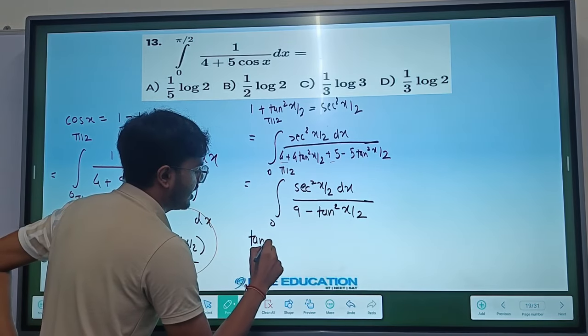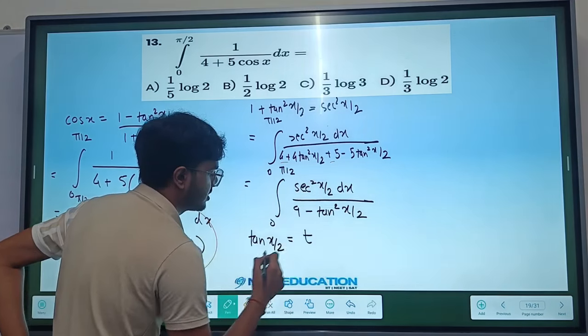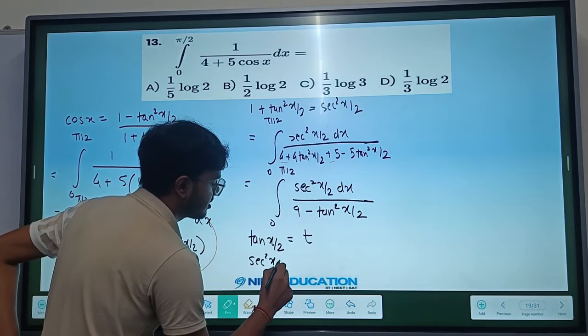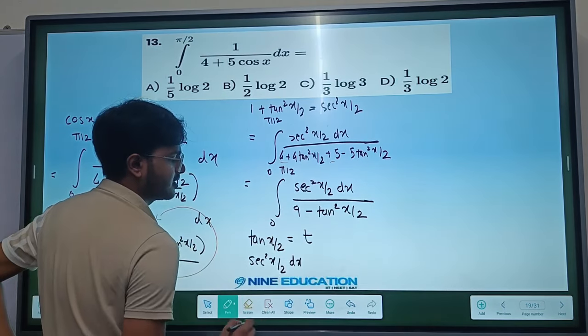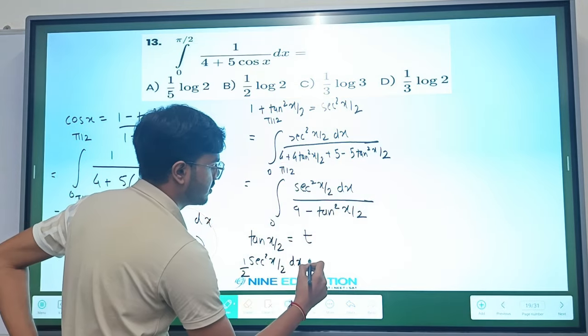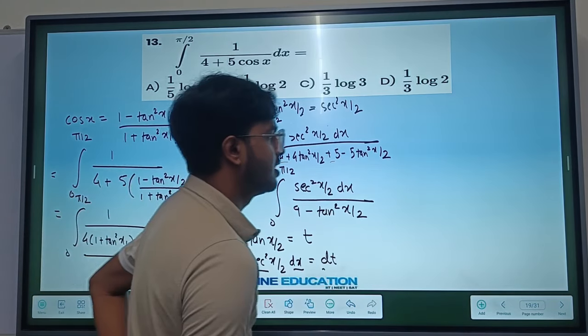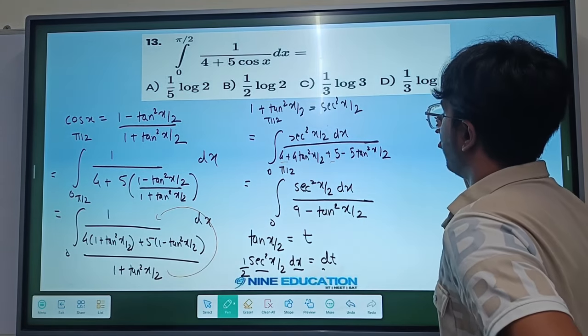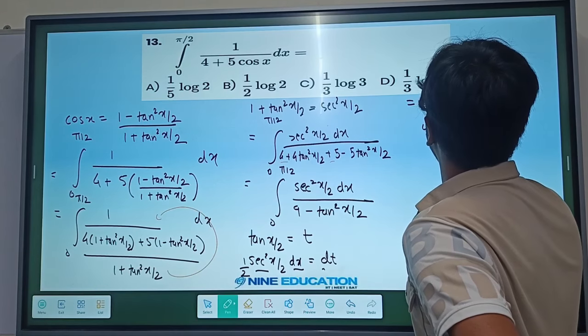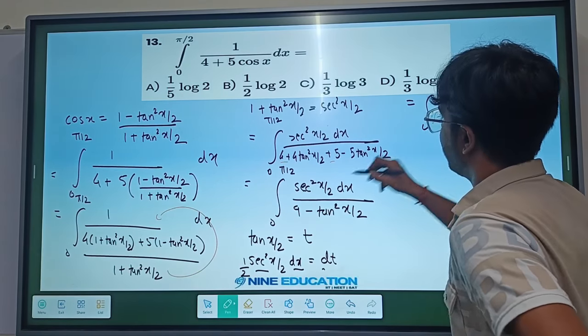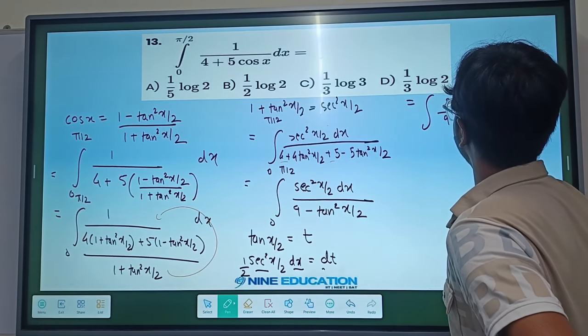If I take tan x by 2 as t, what is the differentiation of tan x by 2? Secant square x by 2 dx. Differentiation of x by 2 is 1 by 2, equal to dt. So secant square x by 2 dx is 2 dt. So what will I have? Integration 2 dt divided by 9 minus t square.